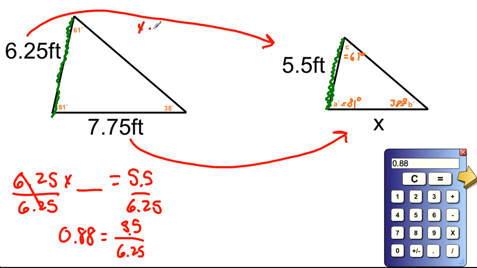So now using that, I'm going to multiply my 7.75 by the same scale factor. Since these are similar, I do have to use the same scale factor of 0.88. So what I'm going to do is multiply 0.88 times 7.75. And that's going to give me a length of 6.82 feet.